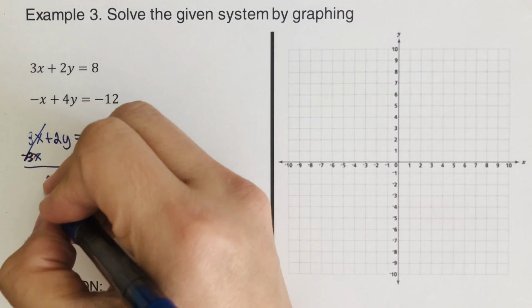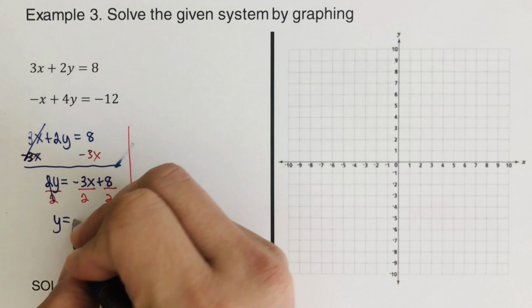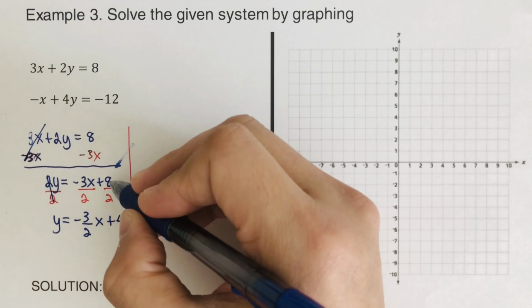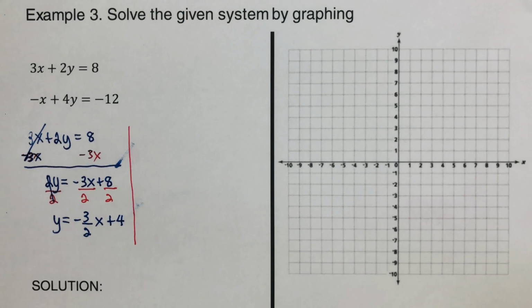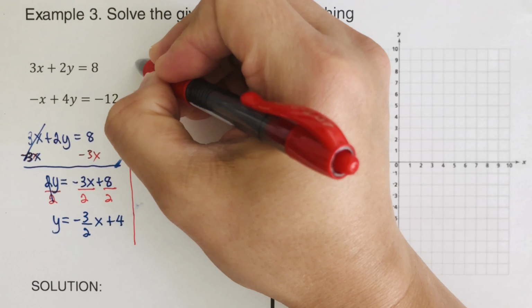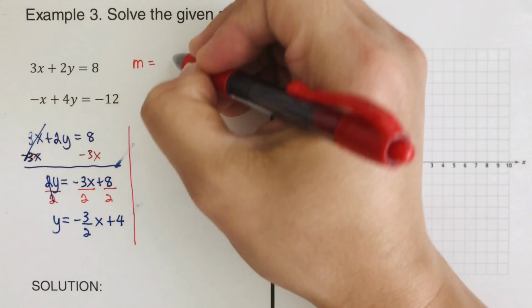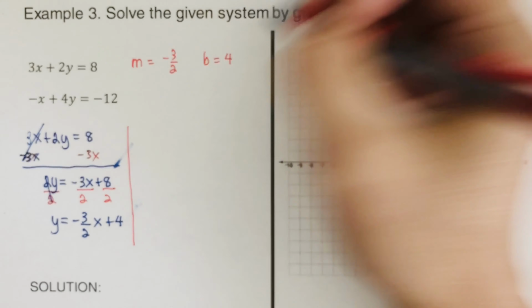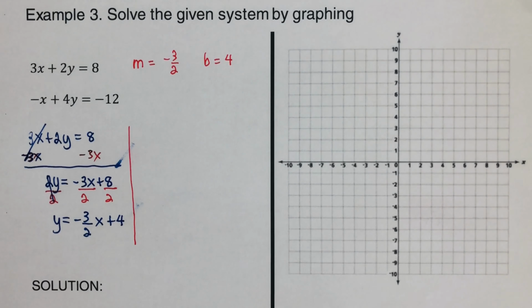So then we are left with y is equal to -3 over 2x plus 4, because we have 8 divided by 2 is 4. So then from here, we can go ahead and say that our m, or the slope for this line up here, is -3 over 2, and then the y-intercept is 4. So then we go ahead and plot this on this graph over here on the right side.